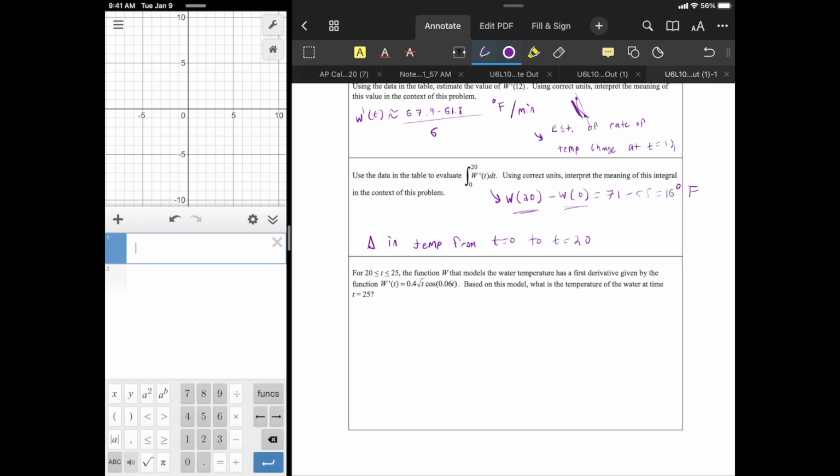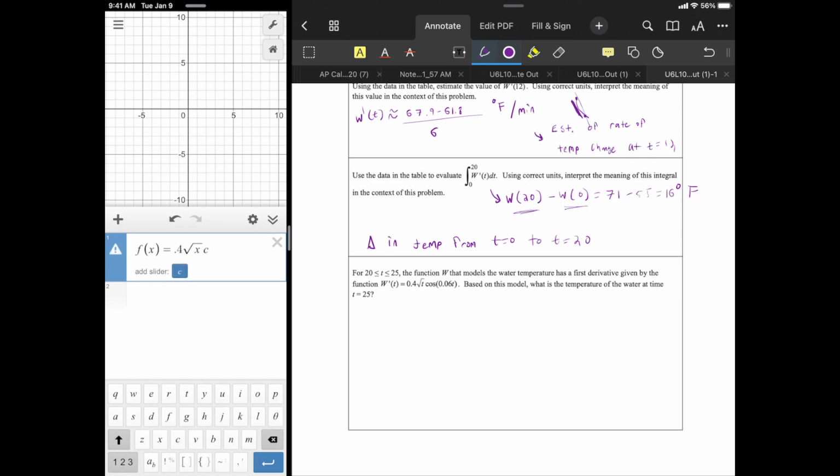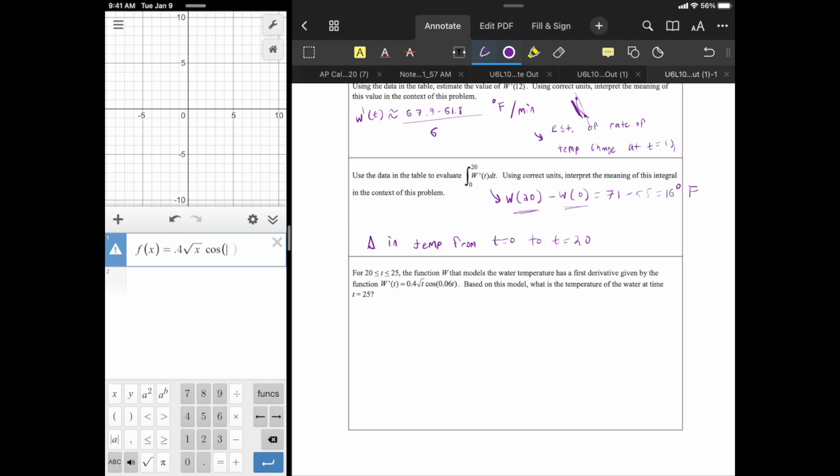So we graph this thing. So let's just call this, for simplicity here, f of x, and that's going to be equal to 0.4 times the square root of x, all of that times the cosine, I'm using x here because Desmos plays nicer with it, times the cosine of 0.06x. And so here we go.